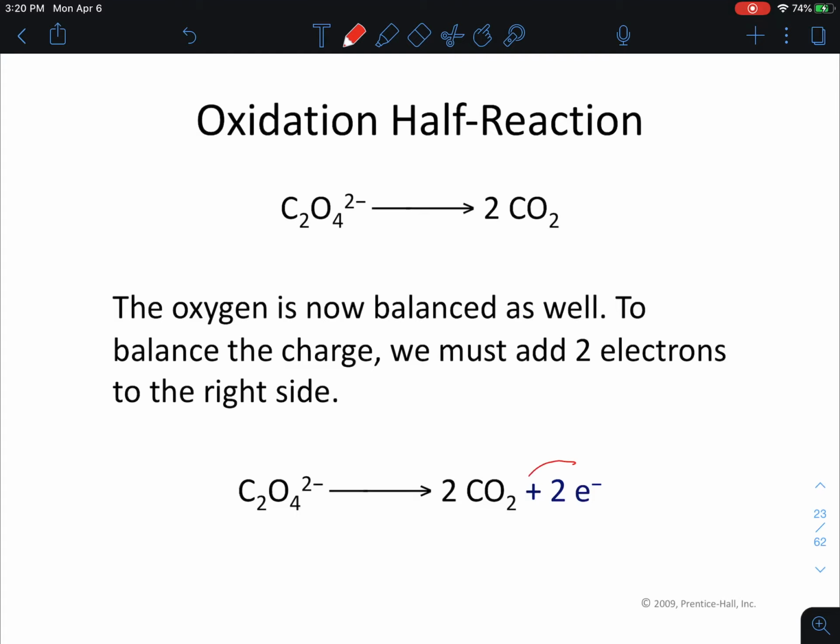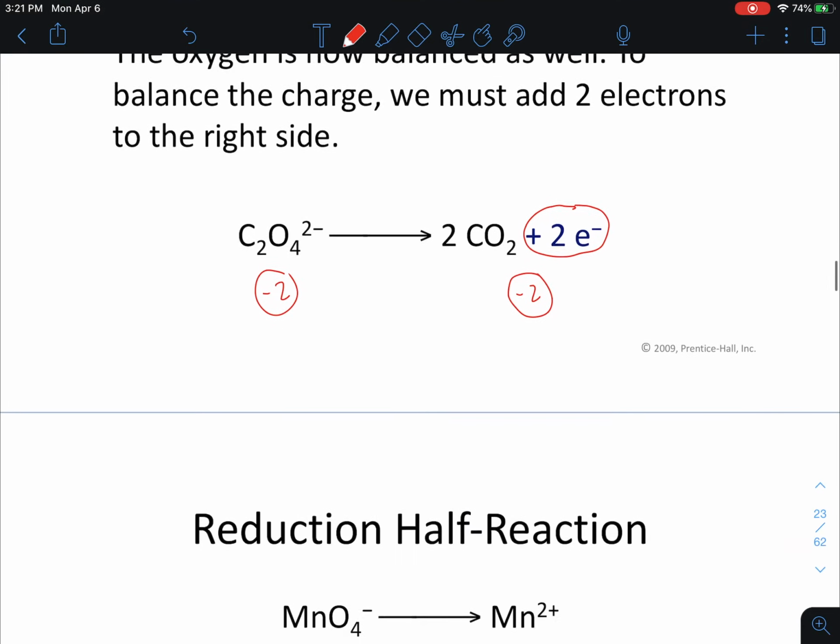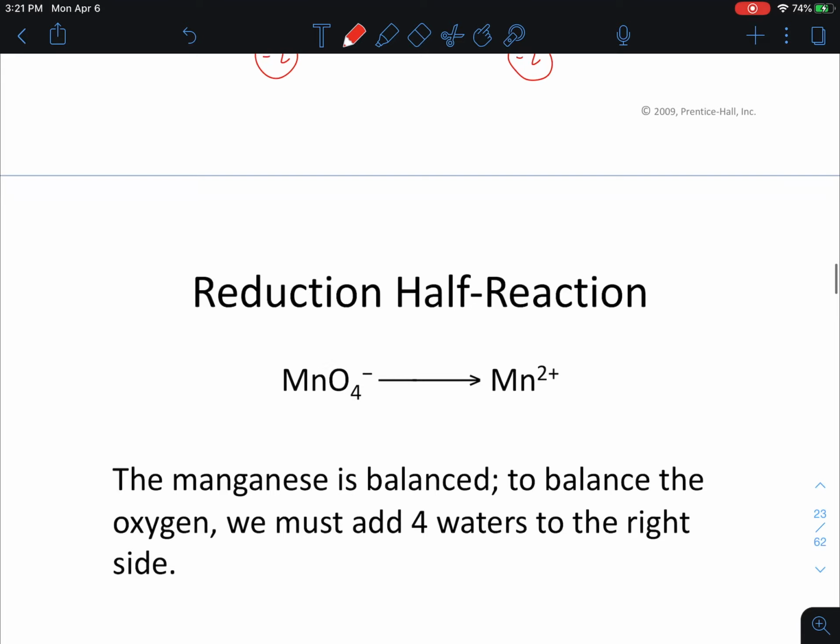So then I have no more atom balancing to do. So then the last thing to do is to add 2 electrons to the product side, and now both sides are -2 charge, so we know that's all taken care of. Atoms balance, charge balance for each half reaction. So we'll leave that one for now and switch to the other half reaction.